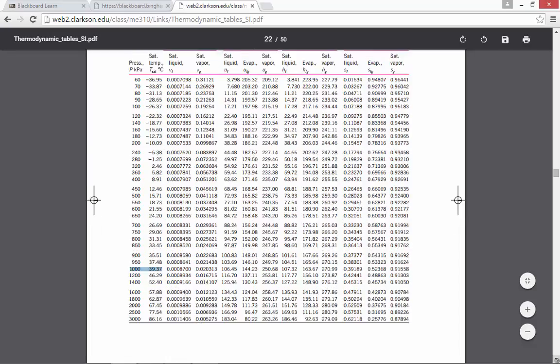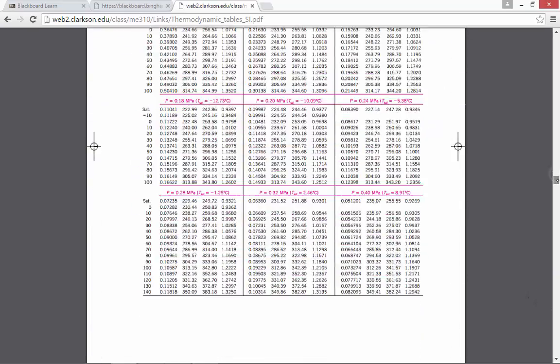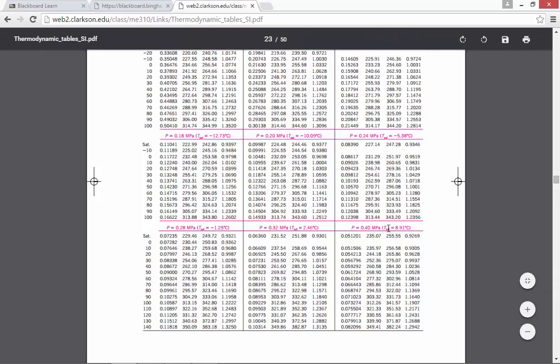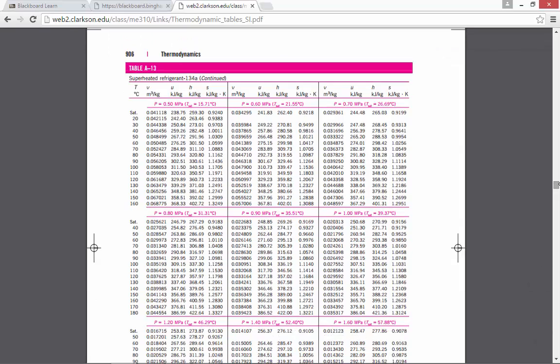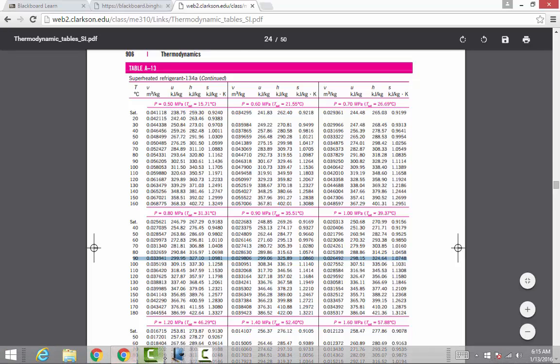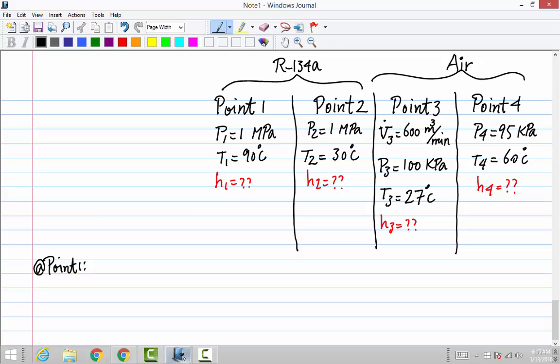It's superheated, right? So I need to go down to the superheat table, and at the top of all these blocks I have the pressure, which is 1 megapascal. Where is it? Here. See, pressure is 1 megapascal and the temperature is 90. There you go. What are we looking for? Enthalpy H up there. So come all the way down at that temperature, 324.64 kilojoule per kilogram.